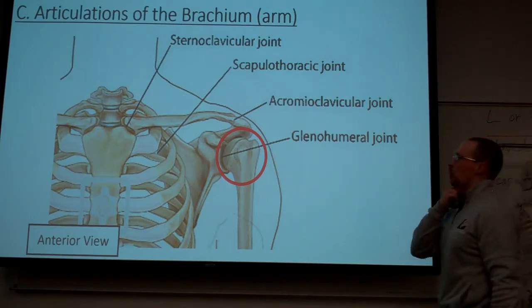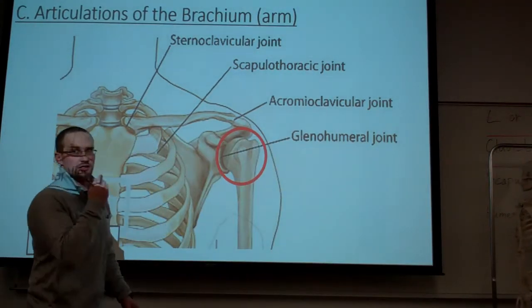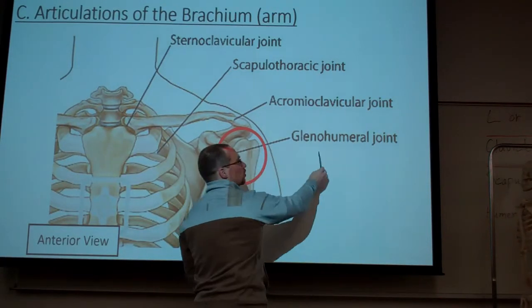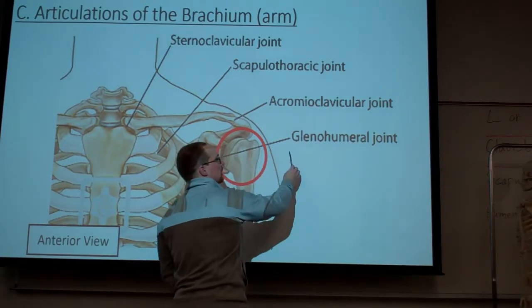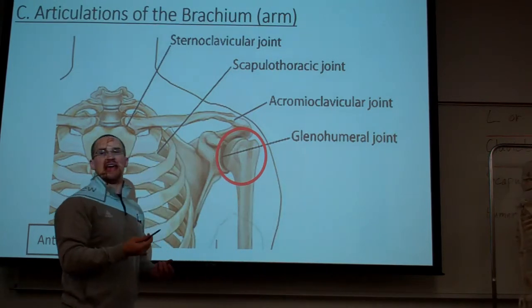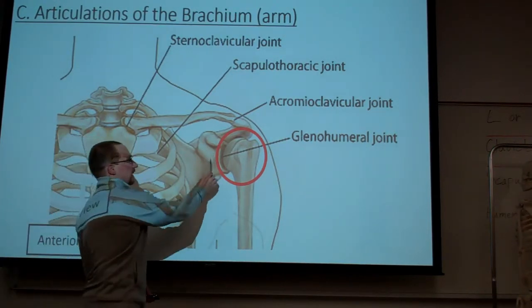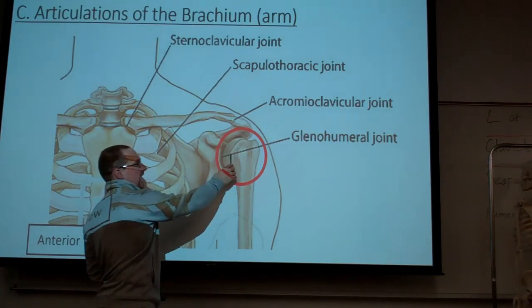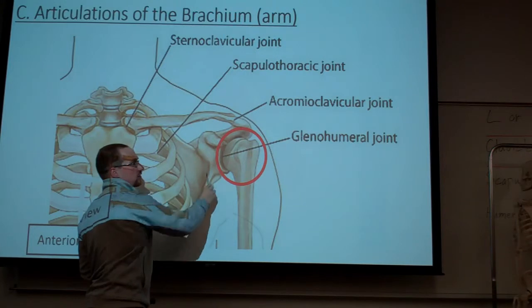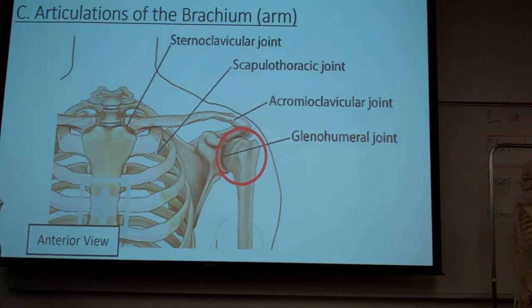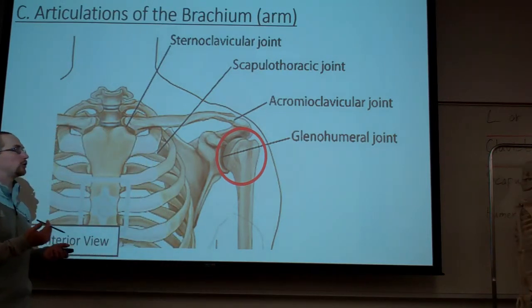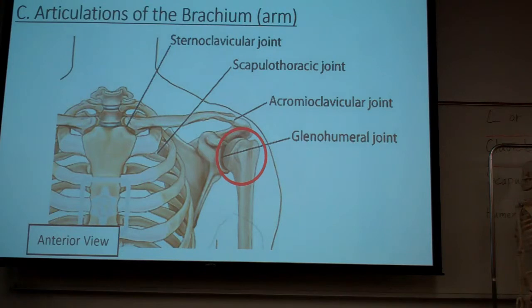All right, joints here. We just have one joint to talk about: the glenohumeral joint. Humeral means humerus, and gleno means the glenoid cavity. The glenoid cavity, remember, is on your scapula. That's where the head of the humerus articulates. We would call this the shoulder joint, the true shoulder joint, the glenohumeral joint.